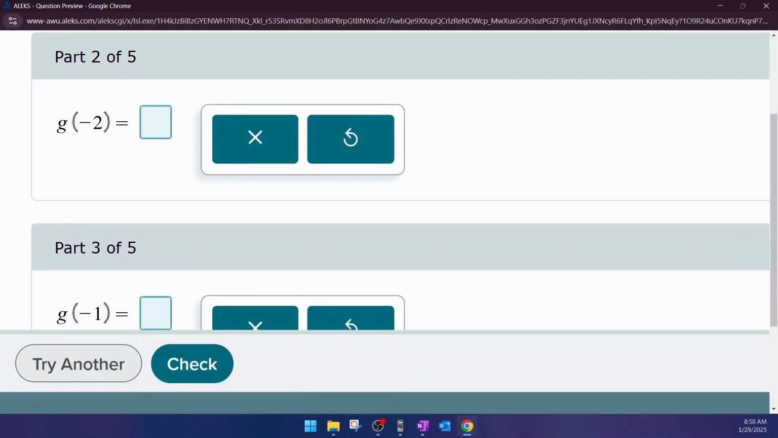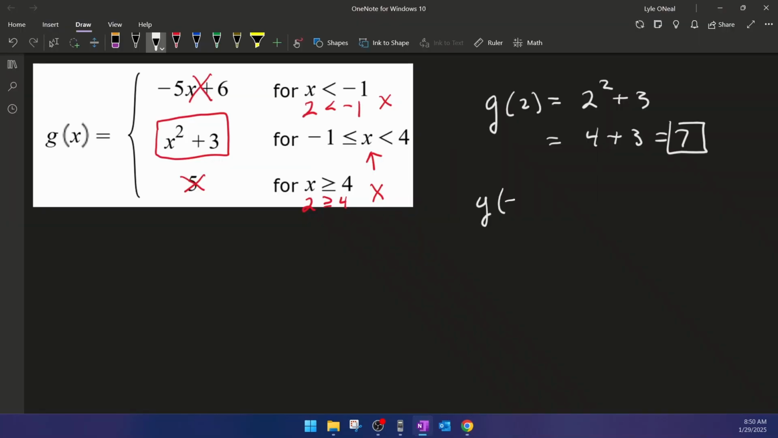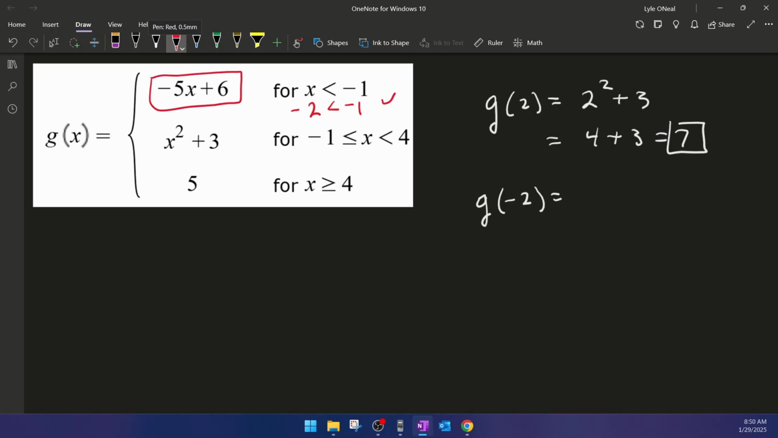We've got 5 pieces, okay? So strap in. Here we go. G of -2. Which piece is going to be true? Let's see. -2 is less than -1. Yes, that is true. And so this is what we do.